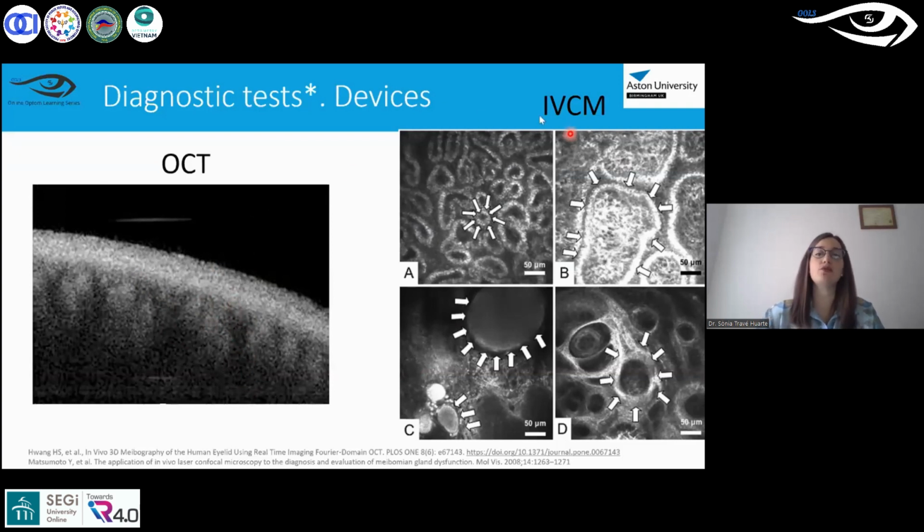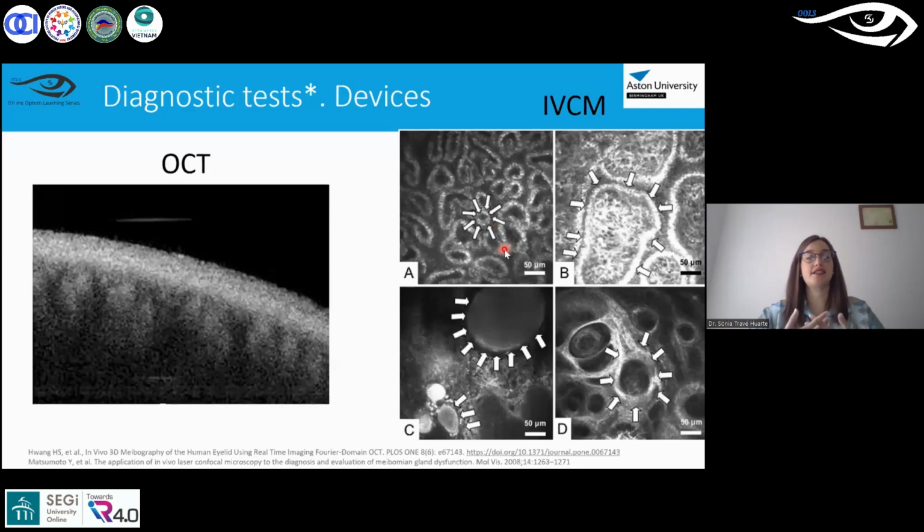And also IVCM, which is in vivo confocal microscopy. The only thing is that you have to be in contact for that, so you need anesthetic. And you actually need to do a bit of an inversion of the lid and be in contact. And that will take an image of the surface cells. So what we're seeing here, those are openings of the glands. And what happens when the oil becomes too viscous?